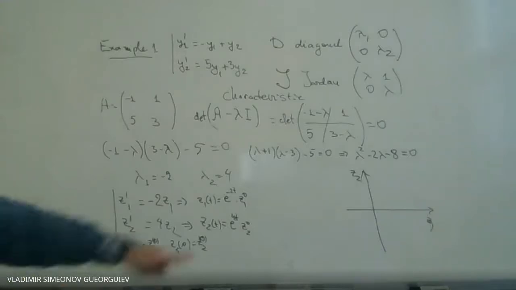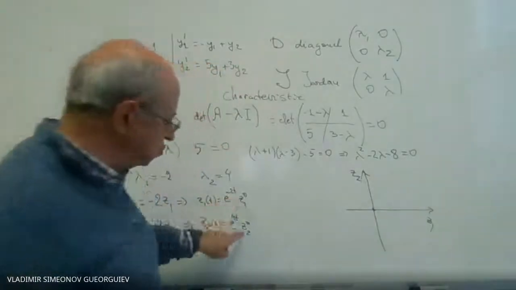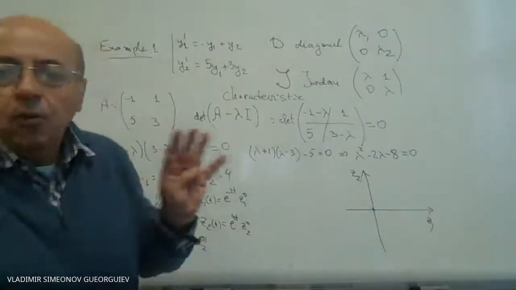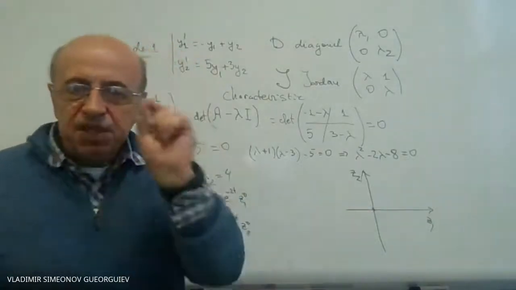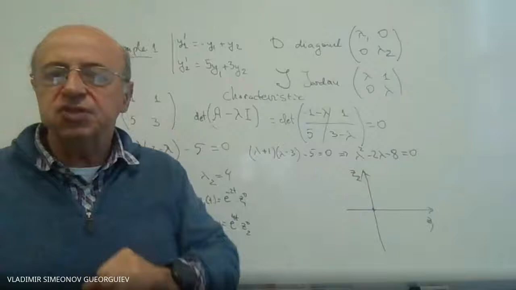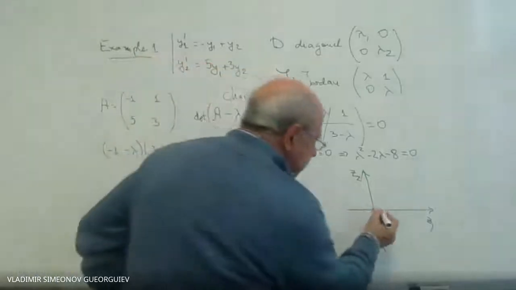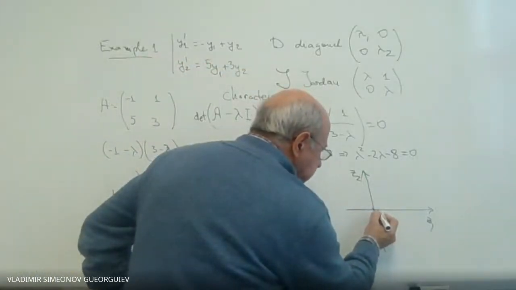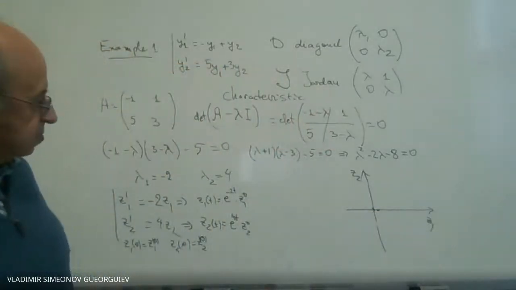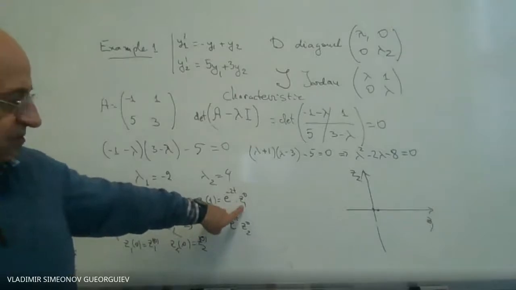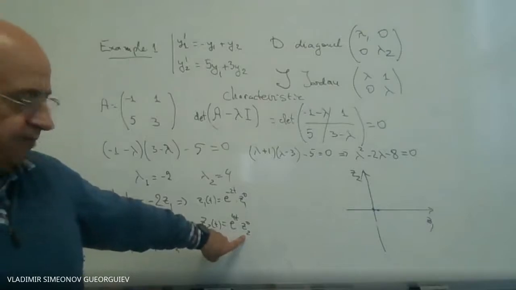Of course, if I start with 0, if these two are 0, I always have Z1, Z2 equal to 0. Therefore, if the initial data is at this point, I have to stay there and cannot go out. But let us assume our initial data are here. What does it mean? Z1,0 is positive and Z2,0 is 0.